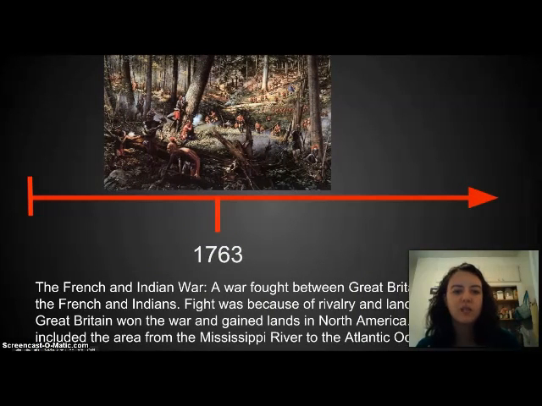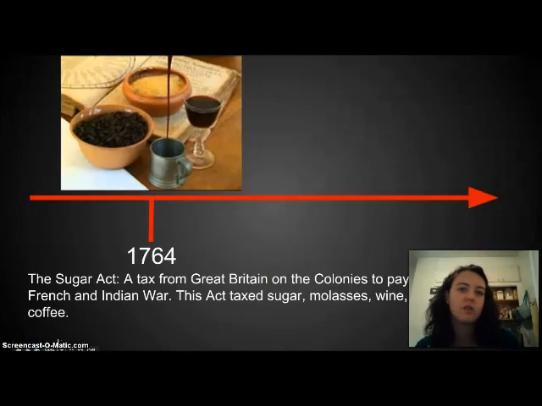Our first event was the French and Indian War. Remember, this was the war fought between Great Britain and the French and Indians. They fought because they had a long-time rivalry. They were disputing over the land that we now know as the Ohio River Valley. Great Britain won the war and gained all those lands in North America from the Mississippi River all the way to the east to the Atlantic Ocean and much of Canada. This included Florida as well, because we gained that from Spain. It totally kicked France out of North America almost completely.